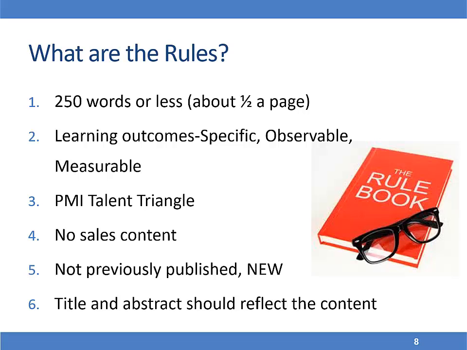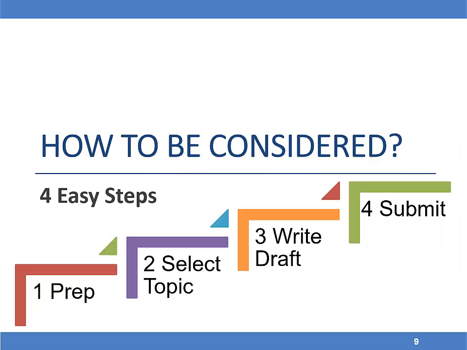One thing that's very important to note here is there should be no sales or advertising content in the abstract or in the presentation. It's not allowed at this particular symposium. And it should be new information, something that has not previously been published. Most importantly, the title of your abstract and the abstract should reflect the content of what the paper is going to be about and ultimately what your presentation would be about if it were selected.